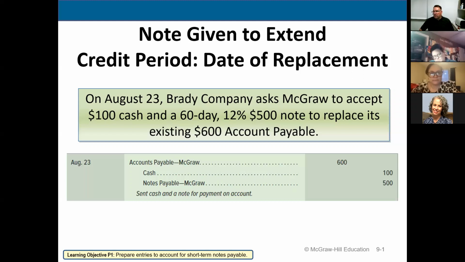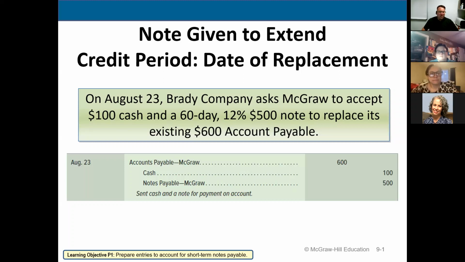Anyway, here's just a couple of things I'll go through fairly quickly because I think it's not real new. So here's an example of a short-term note. On August 23rd, the Brady Company asks McGraw to accept $100 cash and a 60-day 12% $500 note to replace its existing $600 accounts payable.